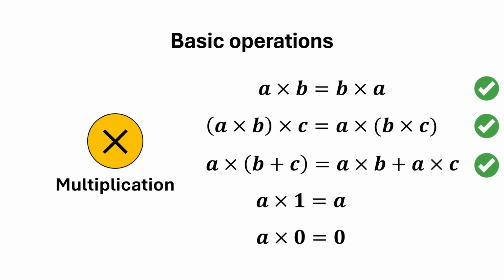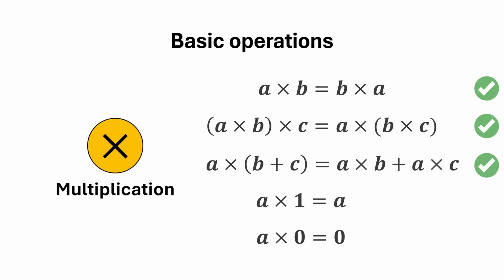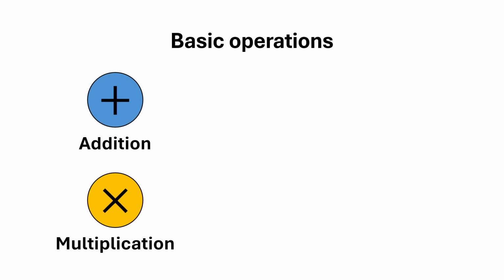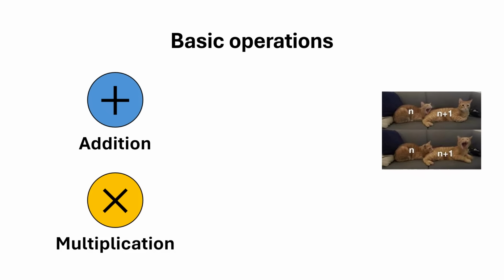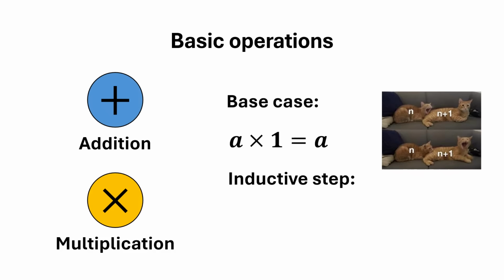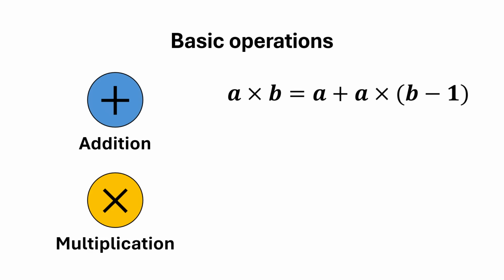It also has an absorbing element, the number 0. Any value multiplied by 0 becomes 0, absorbing the original value. Since multiplication can be understood as iterated addition, we can define it using induction. We need a base case and an inductive step. Our base case will show the behavior of our identity element, the number 1. The inductive step will show what happens to any number larger than 1 in terms of the previous number.